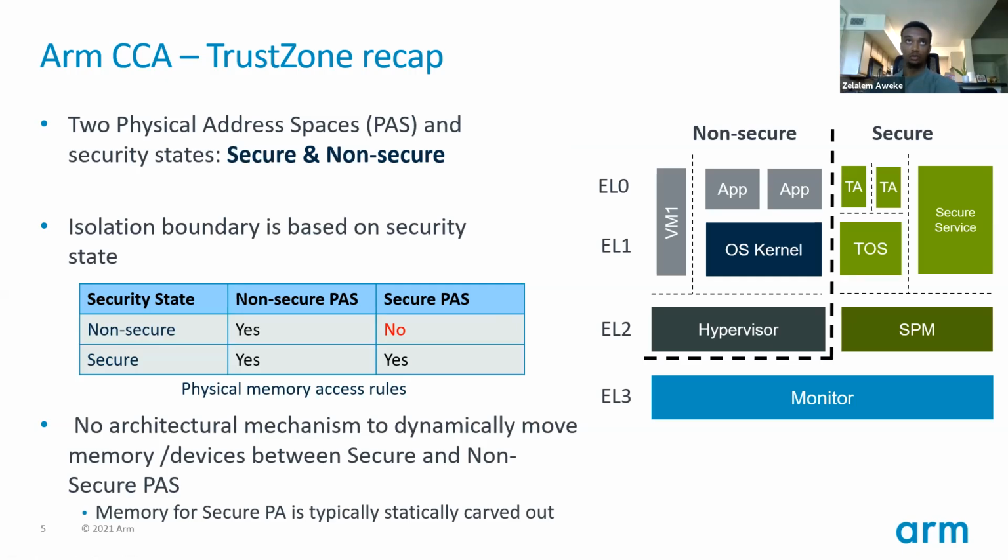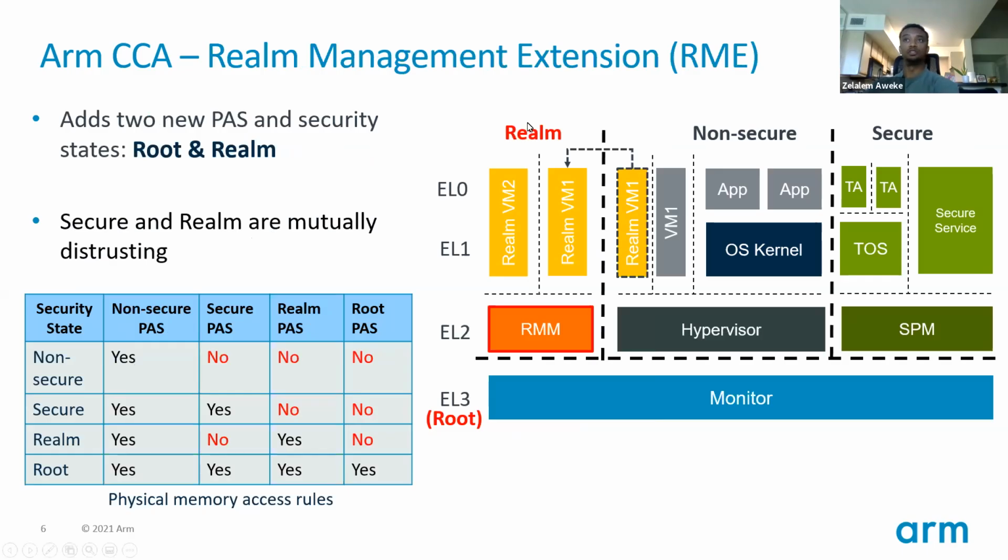Now the new ARM CCA, RME. RME is basically the hardware support for the ARM CCA architecture. In the new architecture, we have two additional physical address spaces and security states. They are called root and realm.